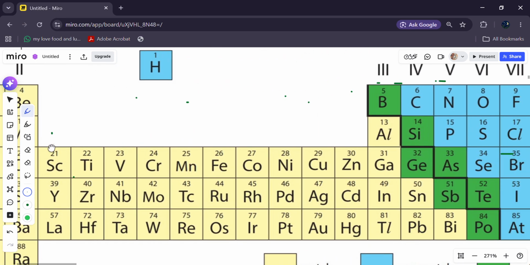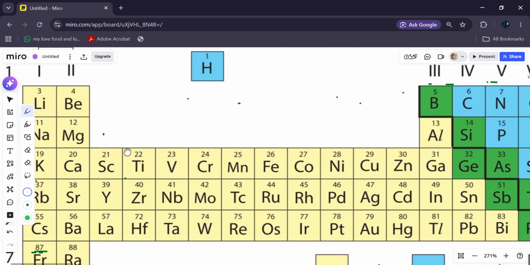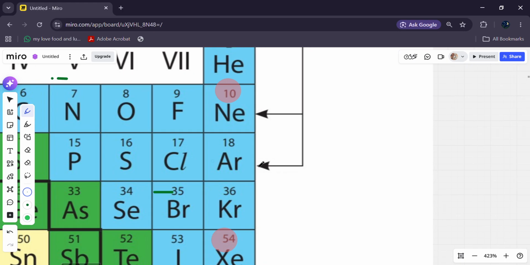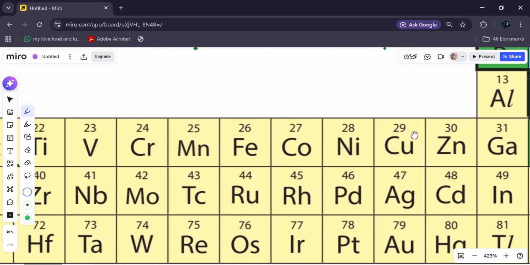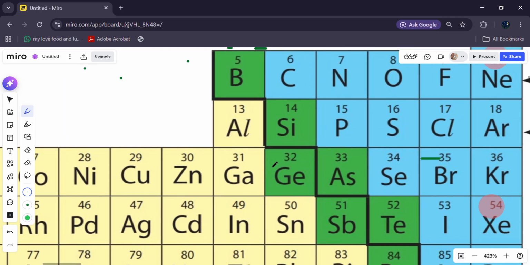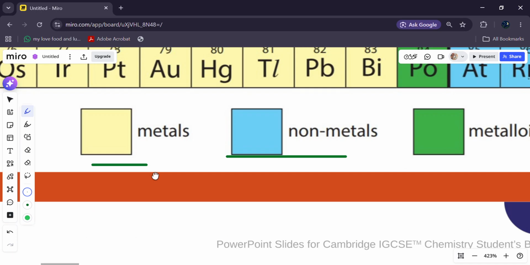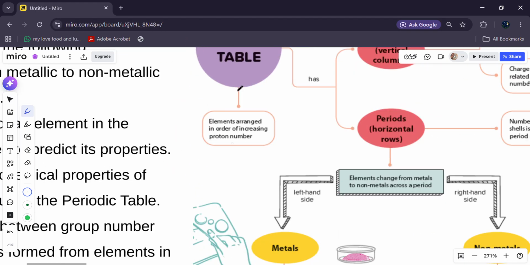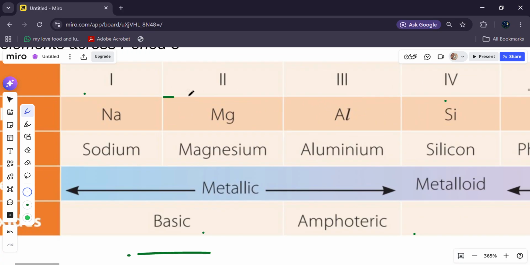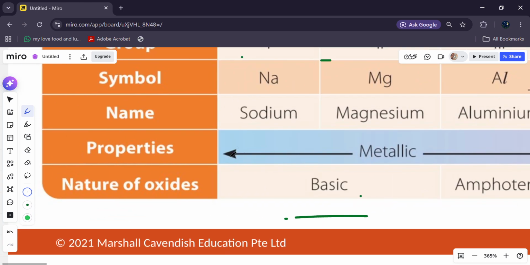Now, in this period 3, you can see that sodium has the lowest proton number, while argon has the highest. And if you notice, this period consists of both metals, metalloids and non-metals. So one thing you should understand is that there is a specific trend: the elements with a lower proton number tend to be metals, and they form basic oxides.